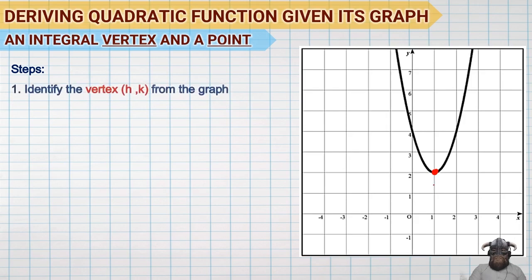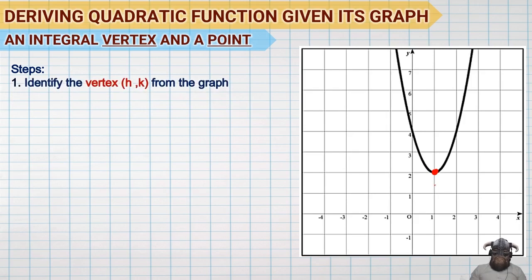So, the first step is to identify the vertex HK from the graph. So, in this case, if it is opening upward, look for the lowest point. If it is opening downward, look for the highest point. That's where you can see the vertex. Yan, identify lang natin yung dalawang yon.